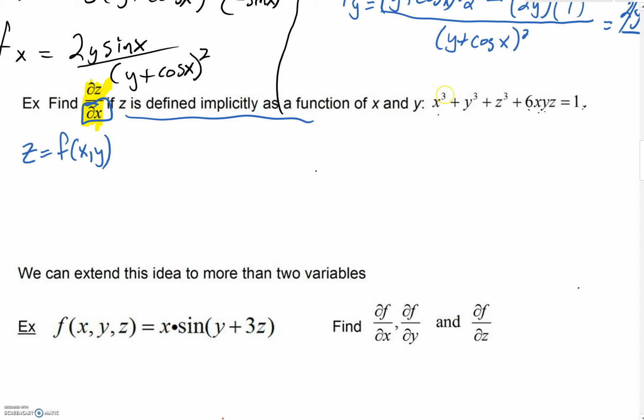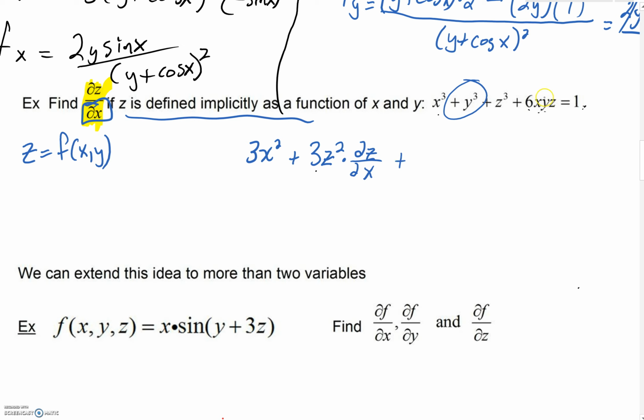The derivative of x cubed is simply going to be 3x squared. What's the derivative of y cubed? Well, that's 0 because we consider y to be a constant as we're differentiating with respect to x. But this z here, z is really a function of x and y. So this is the chain rule. We'll say 3z squared. But of course, at this point, we have to take the derivative of the inside, just like we did in BC Calc. We'll say partial derivative of z with respect to x.